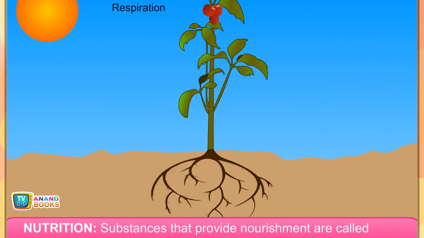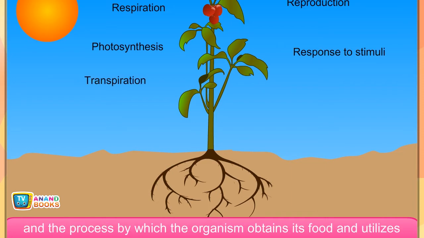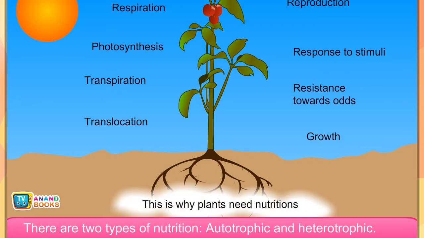Nutrition. Substances that provide nourishment are called nutrients, and the process by which the organism obtains its food and utilizes it is called nutrition. There are two types of nutrition: autotrophic and heterotrophic.